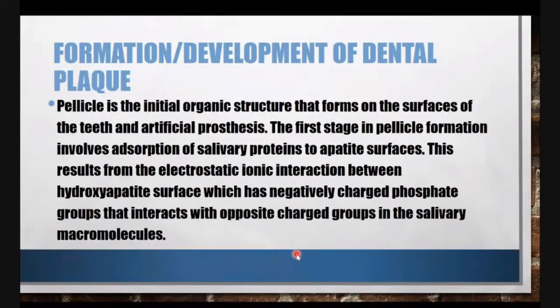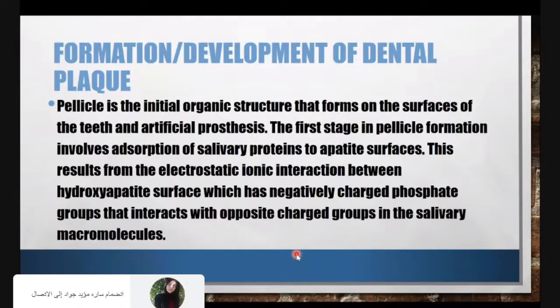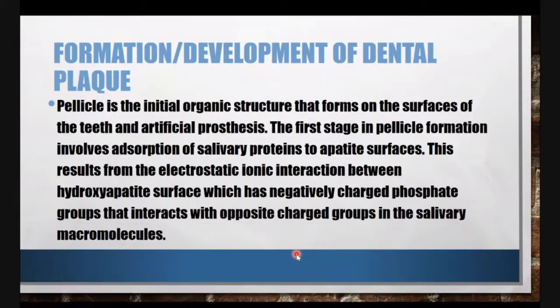Okay. Now we have formation and development of dental plaque. The pellicle is the initial organic structure. We have something called the pellicle, and we have something called the cuticle, we will come to it. They are roughly the same. The organic material, the initial organic structure that forms on the surface of the tooth and the artificial prosthesis, is called the pellicle.